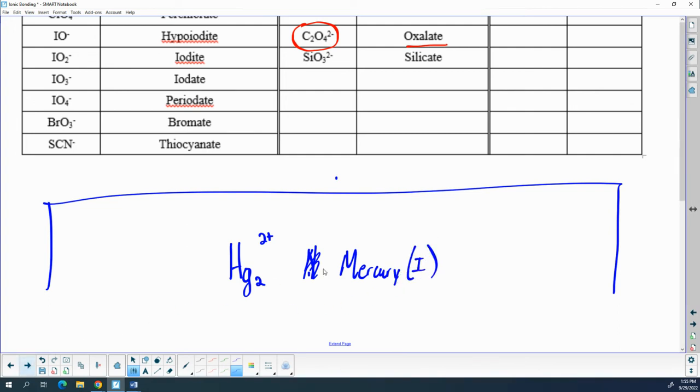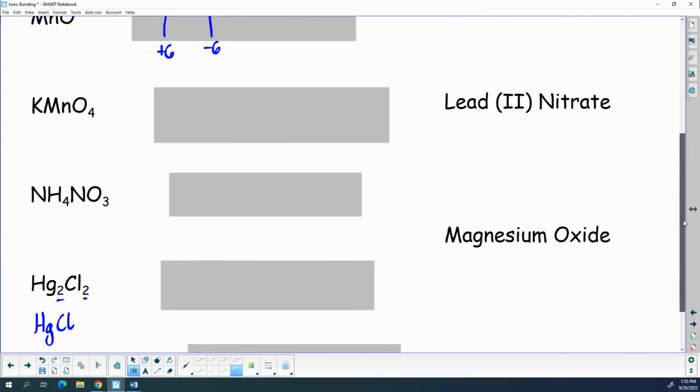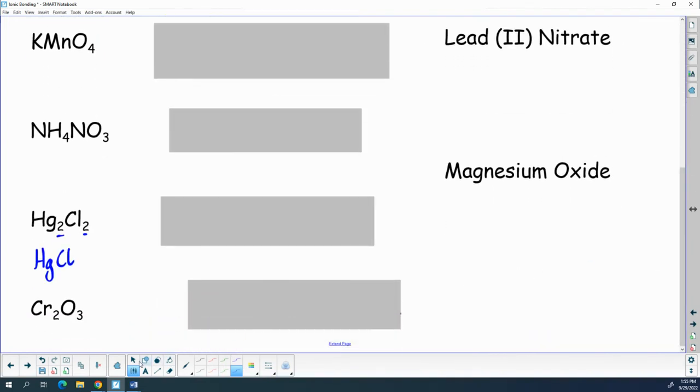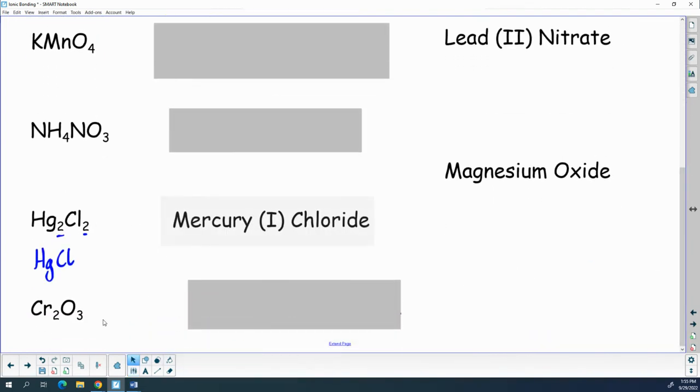Find that in your chart and you'll recognize why these have to stay together, because they're coming as a polyatomic ion as a pair to make that charge, and this is mercury 1 chloride. Okay. Our last one is chromium oxide, and chromium can have more than one charge.